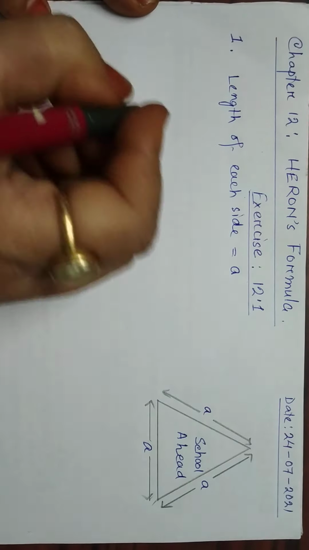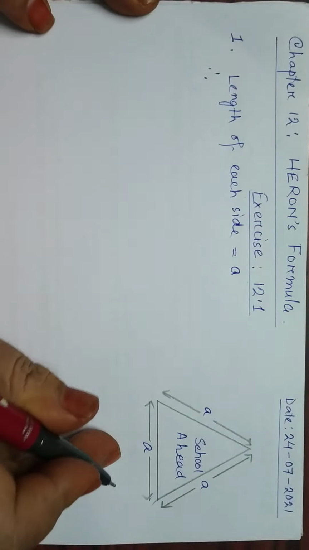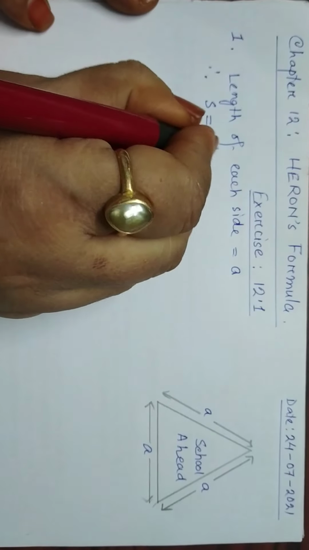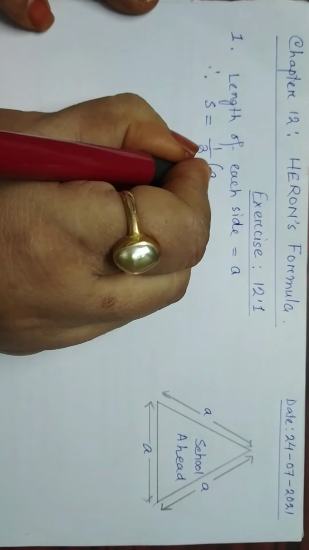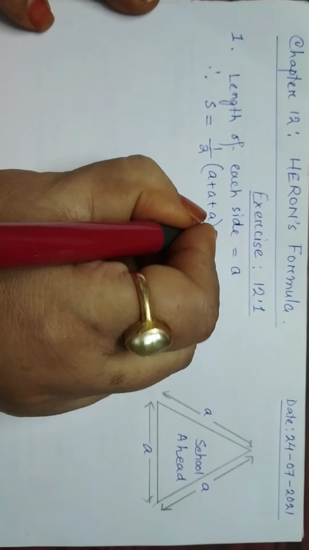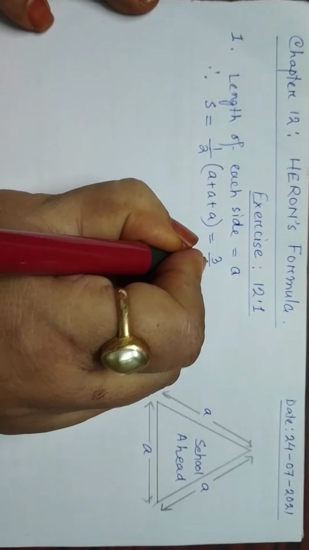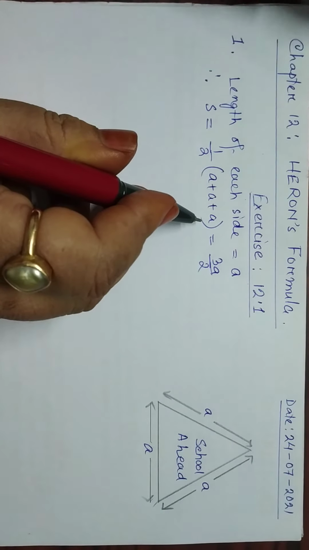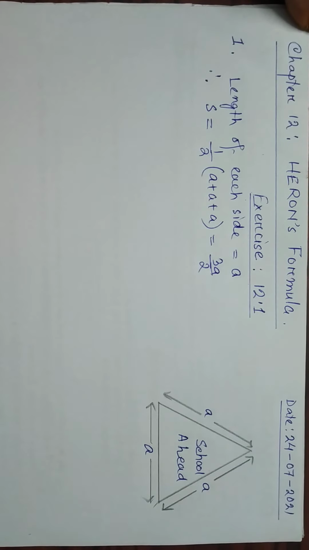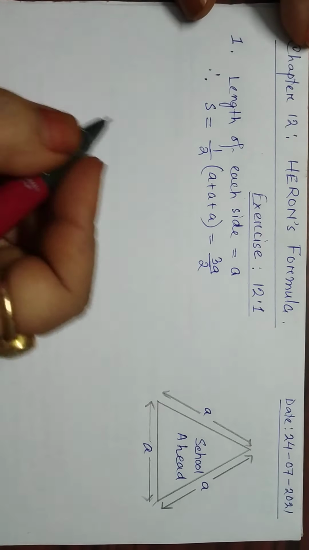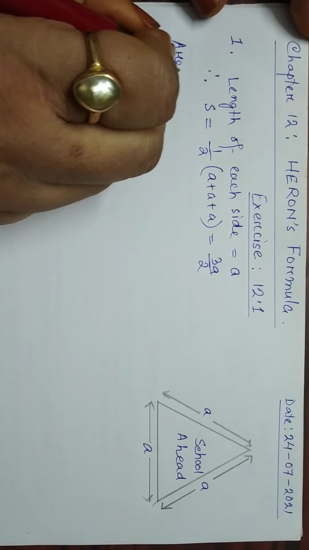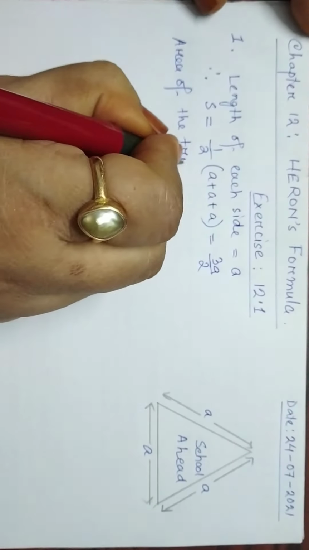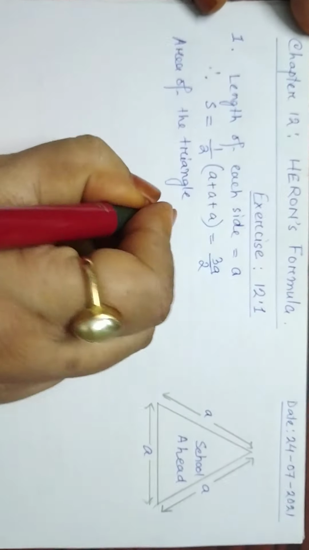Now by using Heron's formula we have to find the area of the triangle. S means the semi-perimeter, that is, half of the sum of the three sides. That means a plus a plus a is equal to 3a, divided by 2, so 3a by 2. This is the semi-perimeter. Now the area of the triangle is equal to how much?